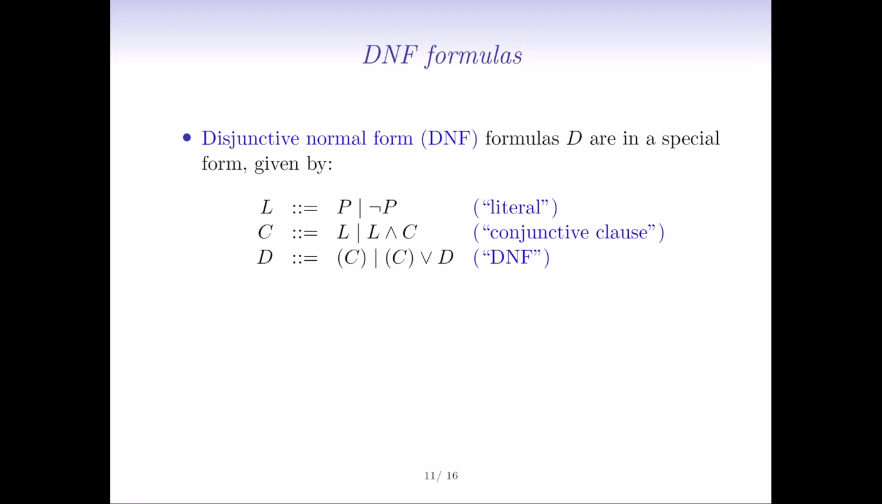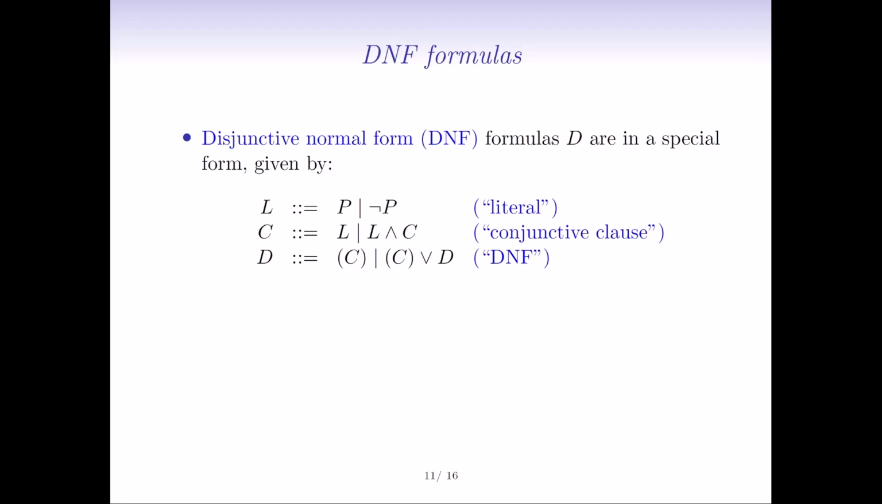Next, at the next level up, I'm going to define so-called conjunctive clauses, C. So C is either L, a literal by itself, or it is the conjunction of a literal with something which is already a conjunctive clause. So in this way, we are allowed things like L and L, where the L's are literals, or L and L and L, and so on and so forth. So a conjunctive clause is a conjunction of one or more literals.